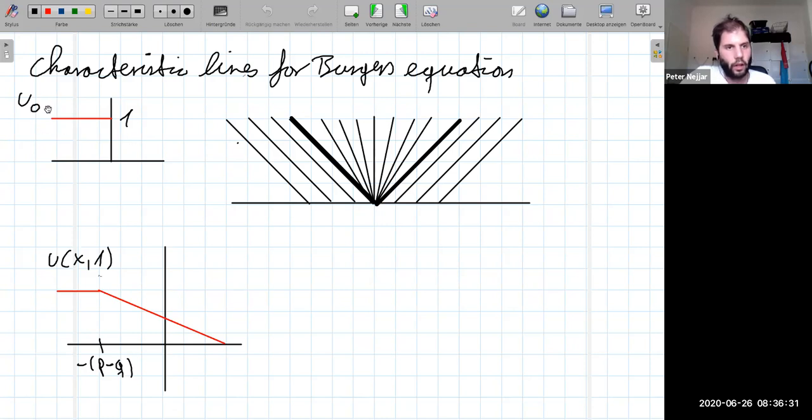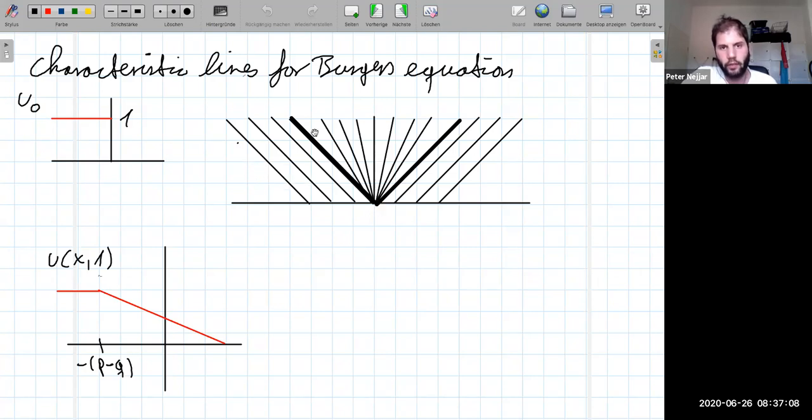Here on the left, you see u0, which has density 1 on all the negative integers. Whenever the density is 1, the characteristic lines are just lines with slope 1 over the strength of the asymmetry, so 1 over p minus q. Initially to the right of the origin, the density is 0, and whenever the density is 0, you have characteristic lines with constant slope, here -1 over the strength of the asymmetry.